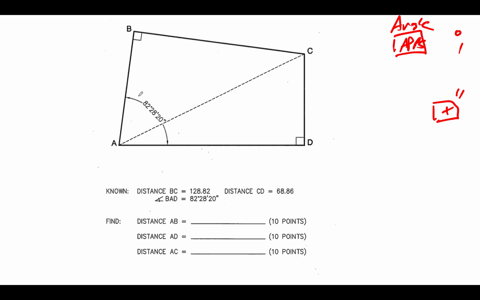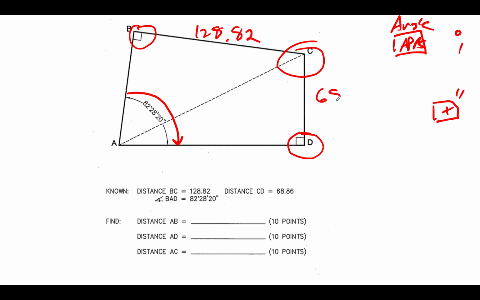So this is one. They've given you this entire angle. Please note that is the entire angle. And if you know this entire angle and you know these two are right angles, you're going to know angle C right off the bat. If those two are 180, then these two are going to be supplementary, because the whole thing's 360. So you know angle C. You also know the distance of BC, which is 128.82, and the distance of CD, which is 68.86.